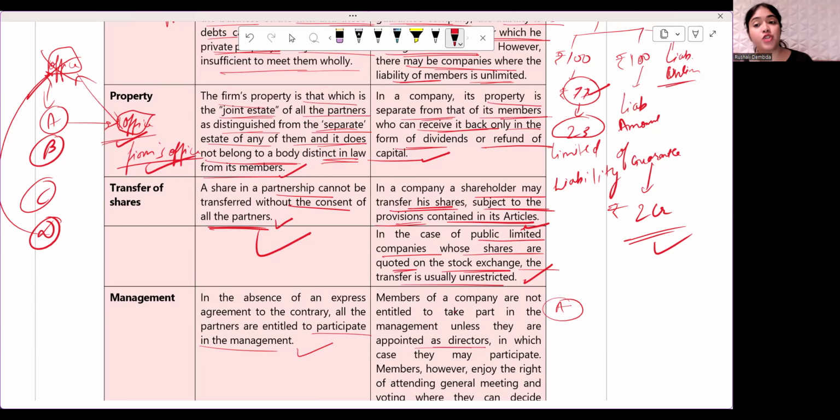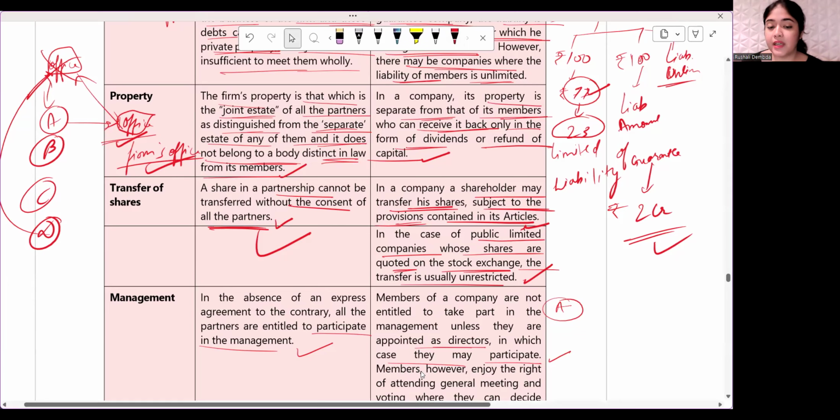People who have huge shares or who are appointed as directors will become the management of that company, in which case they may participate. So if someone is the director of that company, someone is the key managerial person of that company, is the CFO of that company, they only can become the management members of that company.